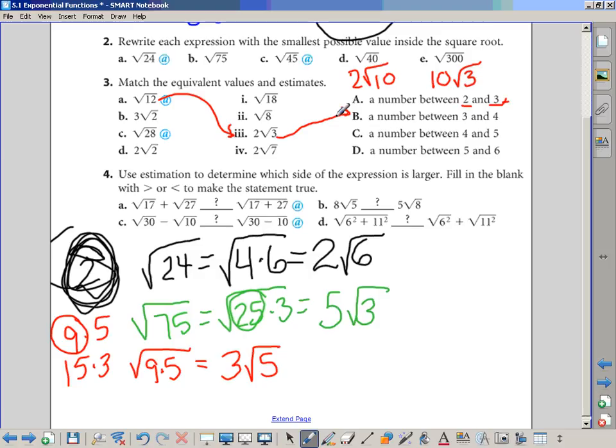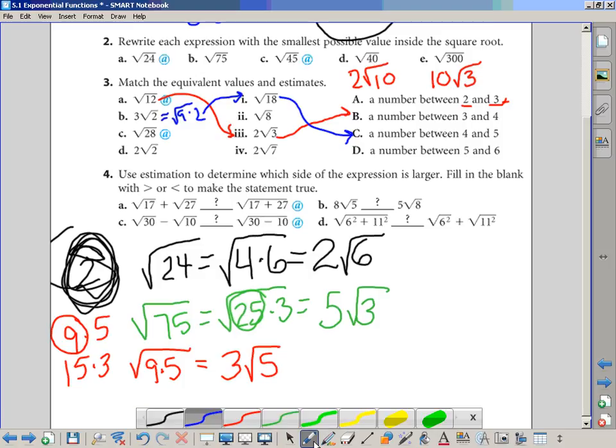3 root 2. Now we're doing this one a little backwards. If this 3 wasn't square rooted yet, if this 3 had been underneath that radical, it would have been the square root of 9 times 2. 9 times 2 is 18, so I think this matches little I, or number 1. The square root of 18, I think, is somewhere between 4 and 5, because 18 is higher than 16 but smaller than 25. So I think little I matches C.